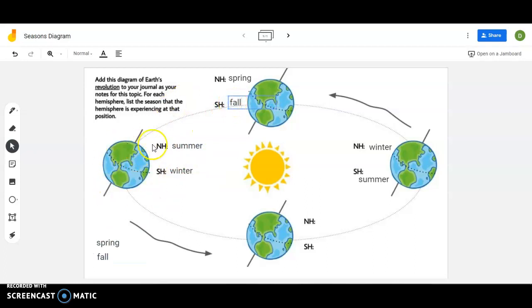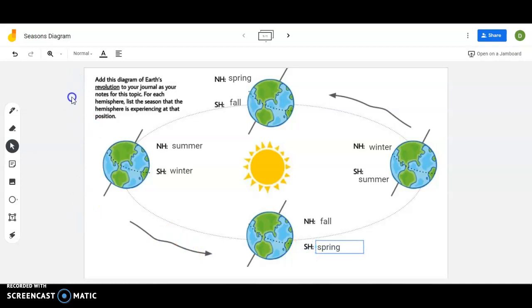Okay? And then the same thing on this side, if it was summer over here, the season after summer for the northern hemisphere would be fall. So we'd have fall down here in the northern hemisphere. And then if it was winter over here, the next season would be spring. So it'd be spring in the southern hemisphere.